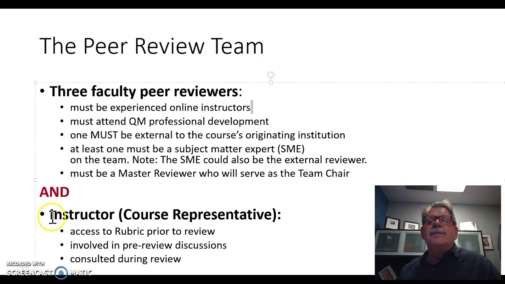The instructor participates as something called the course representative. They get to see the review first. They get to be involved in the discussions, and they're a consultant during the individual review. But for this peer review team, there's some leeway at an individual institution level, while in a formal QM review, you follow these specific guidelines.